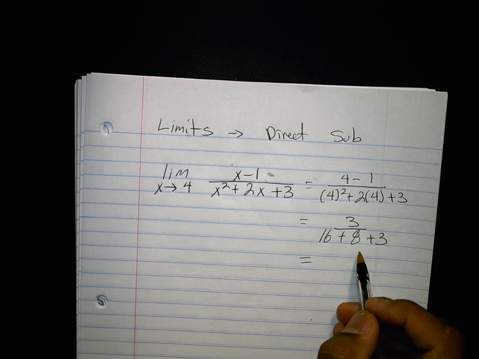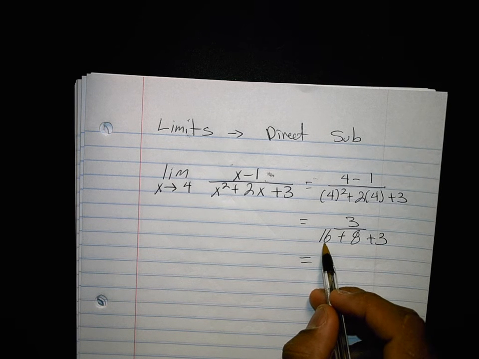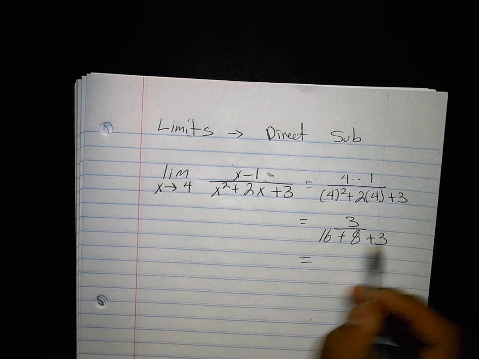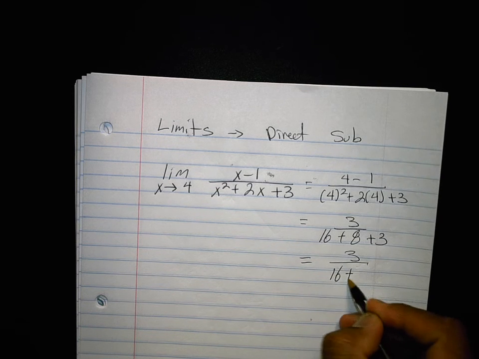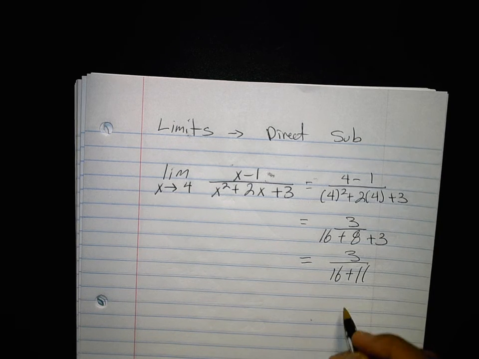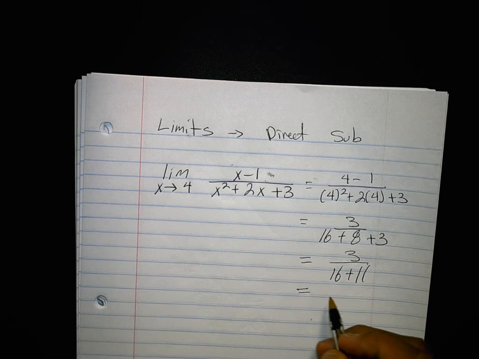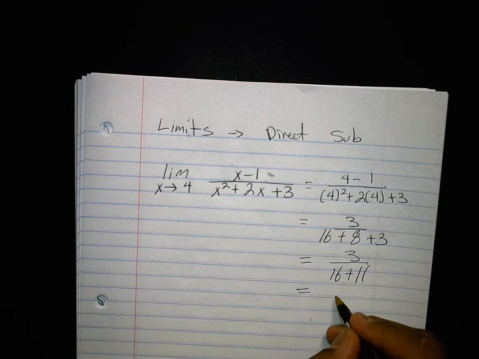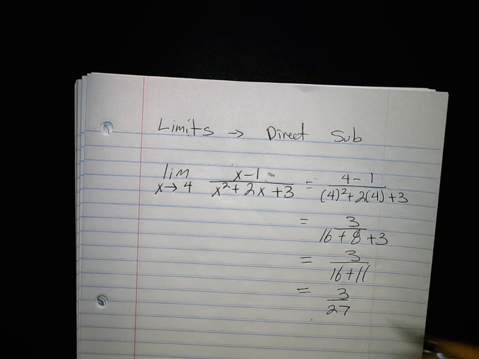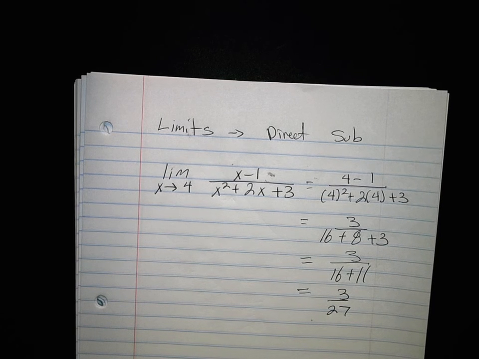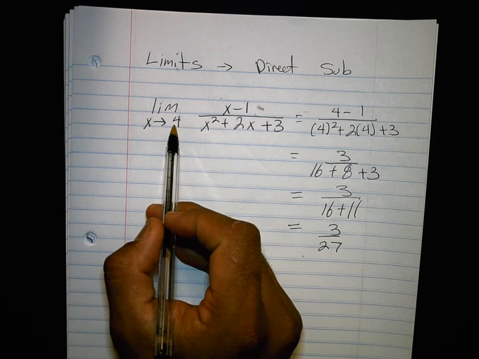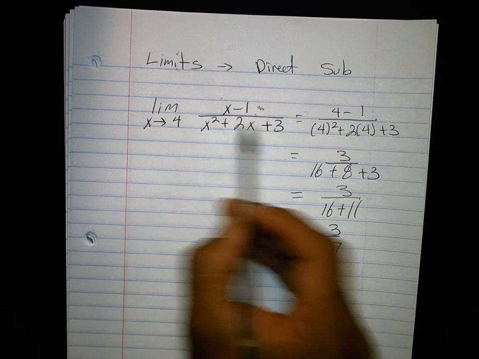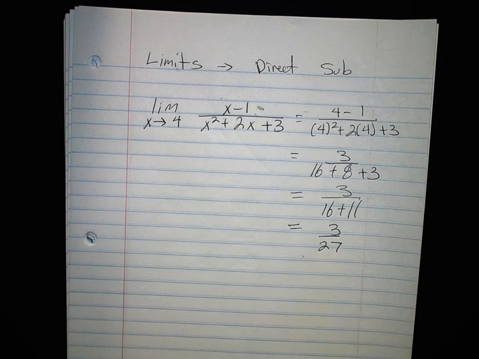Okay. And so adding these up, I get 3 over 27. Okay. Direct substitution, pretty straightforward. The algebra is very simple. You just plug in the x you're approaching into the function and see if you get an answer.